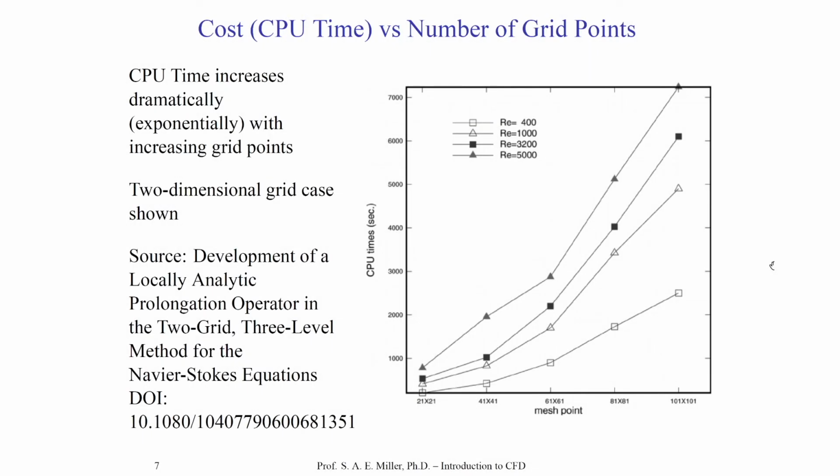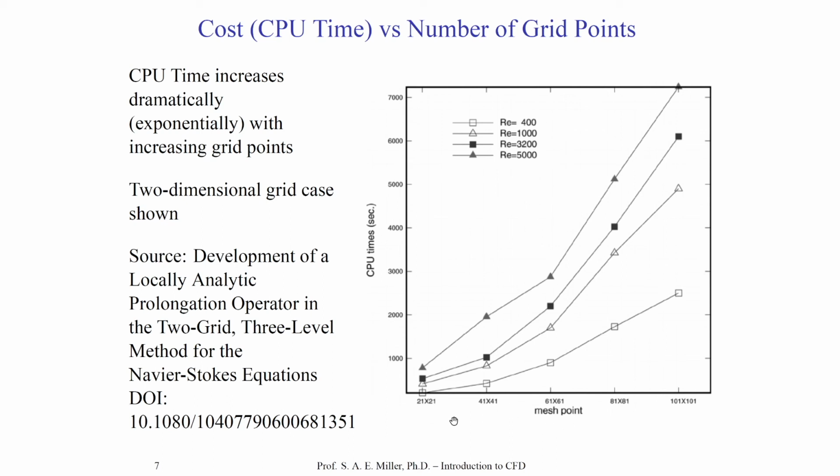We should also consider CPU time versus the number of grid points. The more grid points you add, the higher computational cost it will be to find the solution on that particular grid. Furthermore, the higher the Reynolds number of the flow in general, the more computer time will be required to resolve the flow. Also, the relation's not linear. On the right, this is explained in a figure. On the x-axis, we have the number of mesh points. This is just another way of saying the number of grid points in the computational domain.